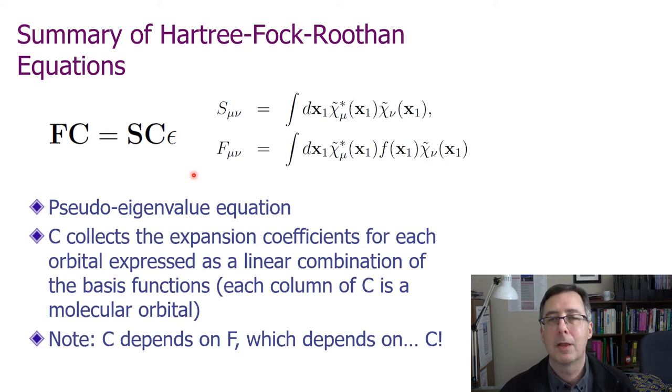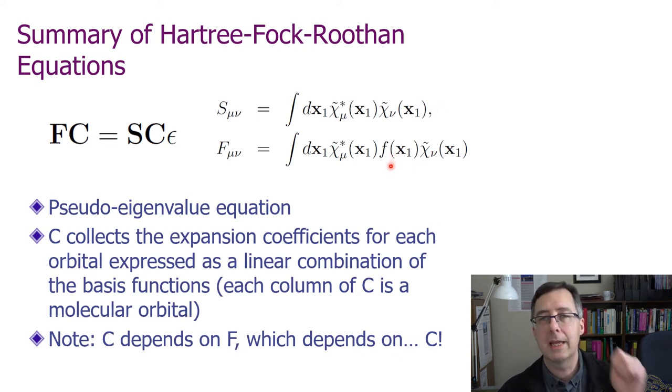Only one problem with this. Well, there's a little problem with what to do with S. I'm going to gloss over that a bit. The other problem is C depends on F, and F, unfortunately, depends on C. Why is that? Well, F had this J and K operator in it, and J and K, you might remember, had a sum over all the other spin orbitals, chi J. And how do I know those? Well, I don't until I get C that tells me what each orbital chi is in terms of the basis functions. So I need the orbitals to form F, but the orbitals come from diagonalizing this equation, and so F needs C to form it, but I need F to solve for C.